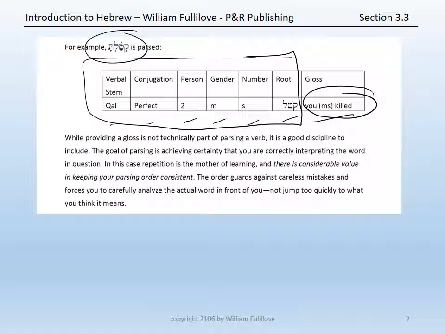There is huge value in keeping your parsing order consistent. By doing so, you will guard yourself against careless mistakes, and you will force yourself to carefully look at the word in front of you, not to quickly jump to what you think the word means. Your study of Hebrew will benefit tremendously if you are rigorous with yourself to always parse verbs in this order.